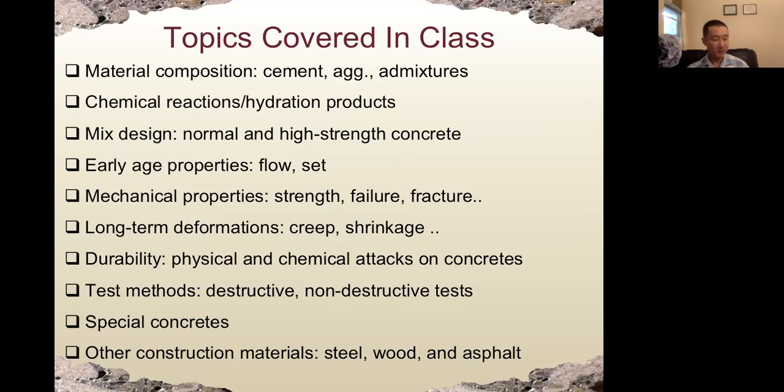Topics covered in this class: we will talk about different components. What is cement? What type of cement can we use for concrete? There are 5 different types of cement depending on applications. We will talk about sand and coarse aggregate. We also talk about different types of chemical and mineral admixtures to modify the performance of concrete. We'll discuss chemical reactions involved with concrete, as well as what the products are. We call that hydration product. The chemical reaction between cement and water, we call hydration. So cement will react with water, and we have different types of so-called hydration products.